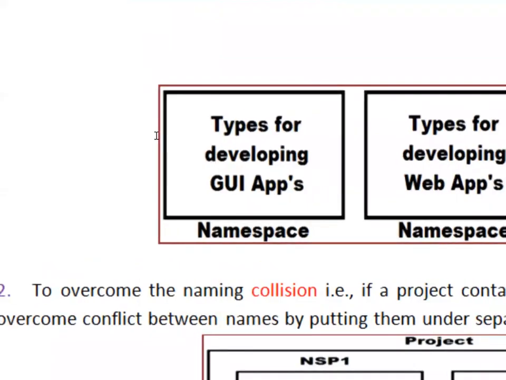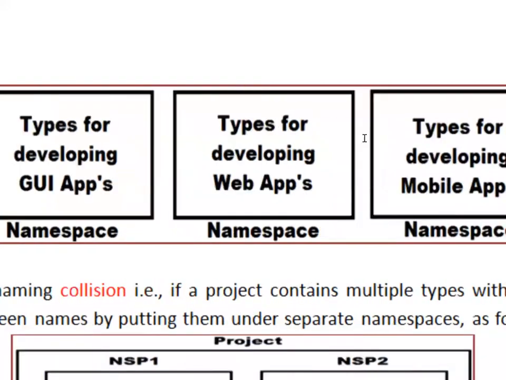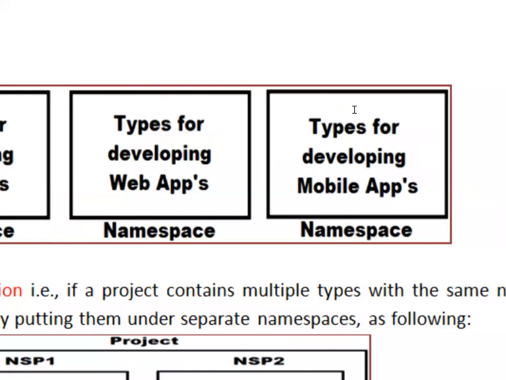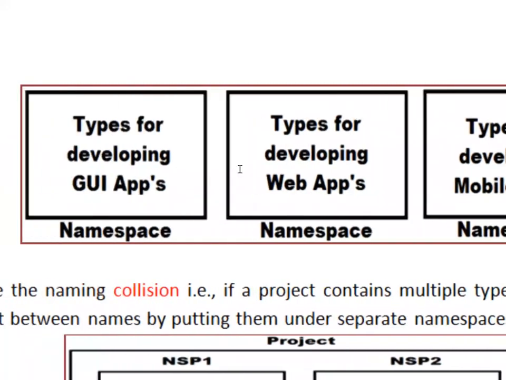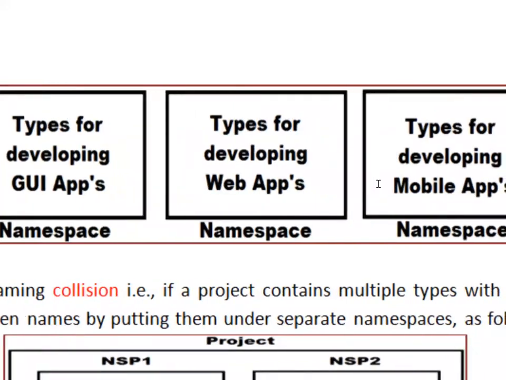These are all the types for developing GUI applications. These are all the types for developing web applications. These are all the types for developing other kinds of applications. What did they do? They put them under separate namespaces like this. Are you clear?